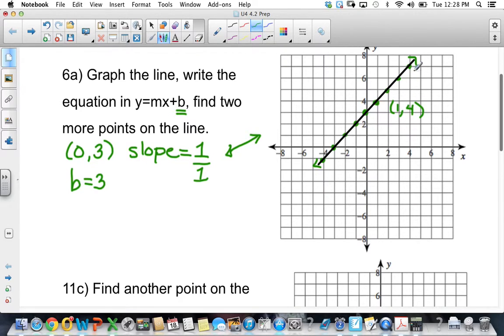So (4, 7) is another point on the line. (-3, 0) is another point on the line. In fact, there's an infinite number of points on this line. Now I have graphed the line. I've found at least 2 more points.